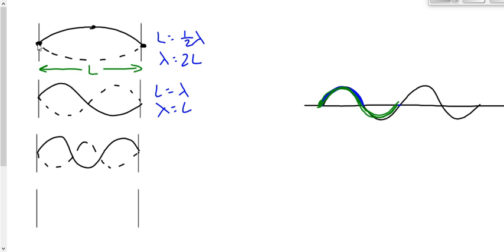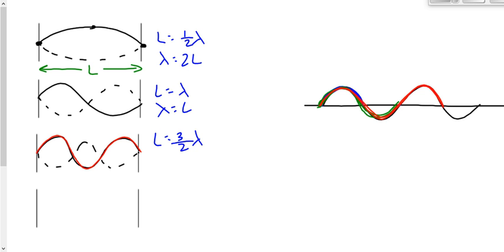We're tracing this one through like this. We keep going through a full wave, and then here. So we go like this. That's going to be how much of a wave? 1.5. We're going to write that as an improper fraction. We're going to say L is equal to 3 over 2 lambda.